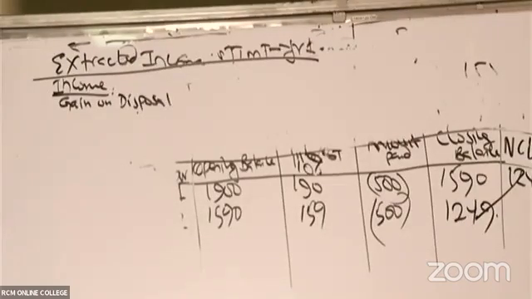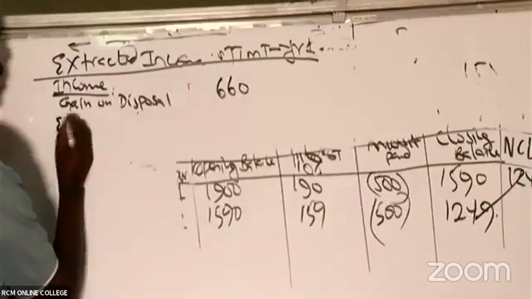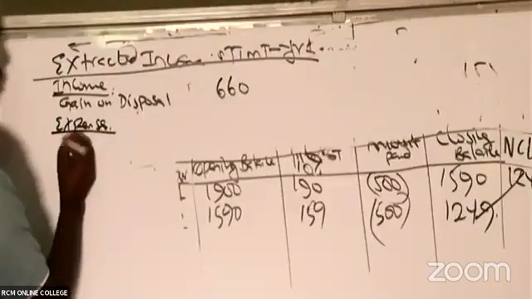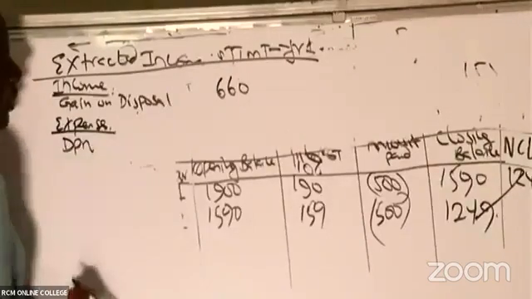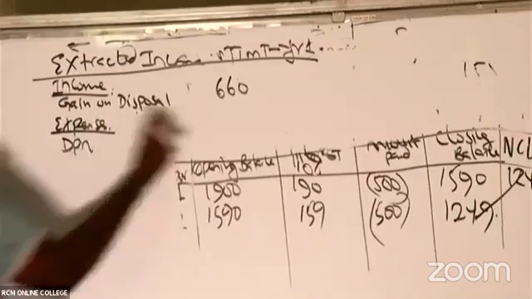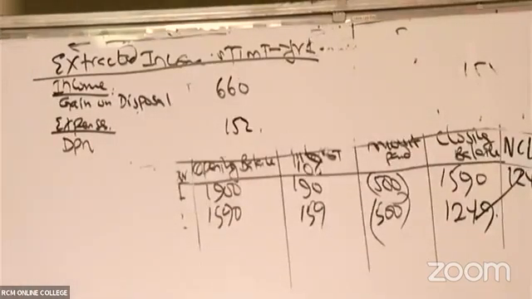660, isn't it? 660. And then now we have our expenses. So our expenses are two. Number one, we have depreciation. Are you able to remember that depreciation that we have just computed up there? 152. Are you able to remember any other expense?